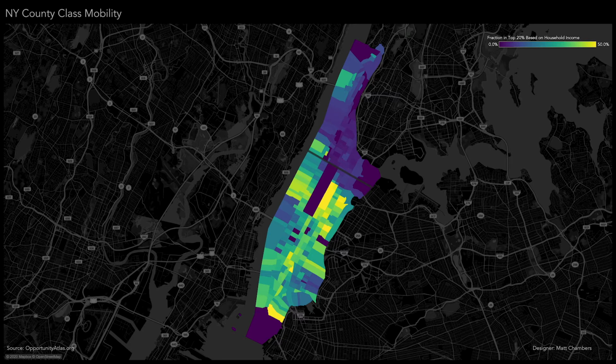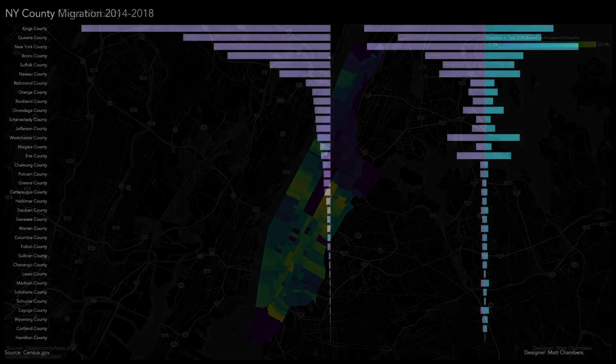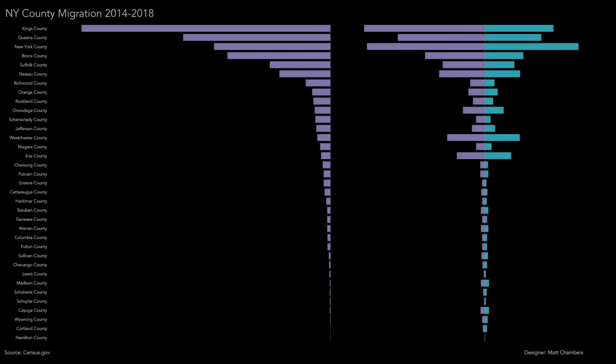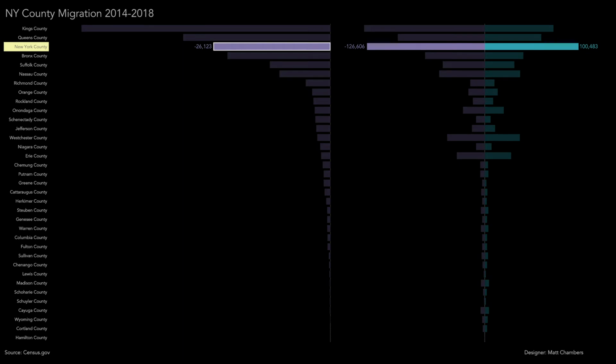And as Jacobs predicted, people are tired of living in Manhattan. New York County had already been losing population before COVID-19. From 2014 to 2018, there were 126,000 residents who left while only 100,000 new residents replaced them. This results in a net loss of 26,000 residents, which is the third highest loss in New York State. However, the COVID-19 pandemic has accelerated the exodus from Manhattan.